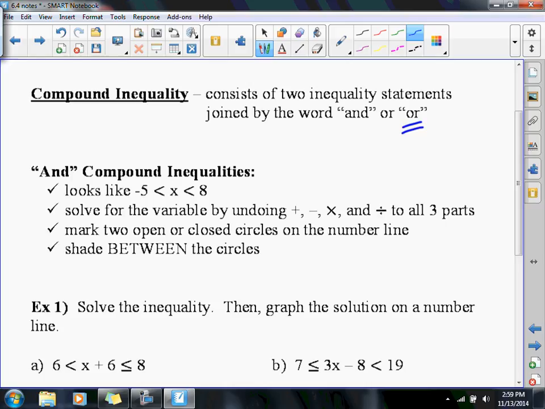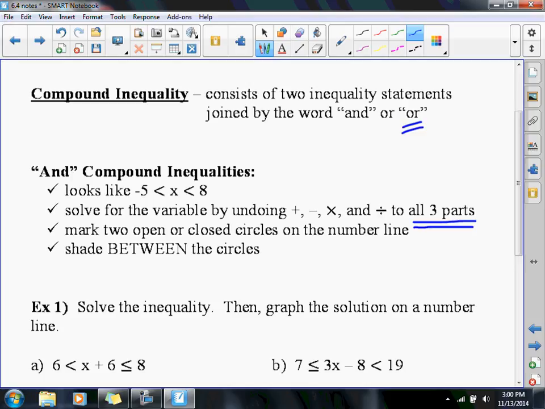Okay? So what we're going to do is solve for that variable, and it's going to be in the middle, and we're going to undo the addition or subtraction or multiplication or division, and we're going to undo it to all three parts. I'll explain that in just a moment when we start solving the problems in example 1. And then we'll get our two answers.